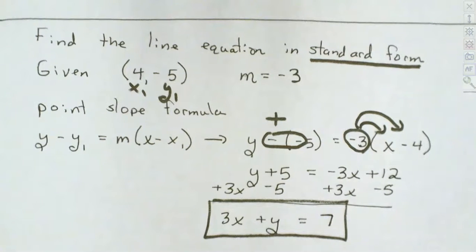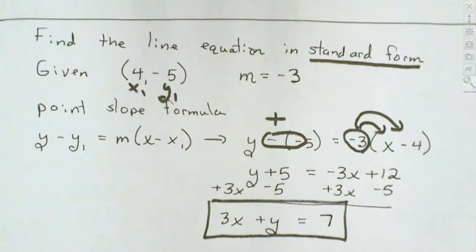So we used that flow chart. We used our point slope formula. We plugged our values in. We simplified it down. We cleared out our parentheses. We wanted it in standard form, so we moved that 3x over and that 5 over as well.